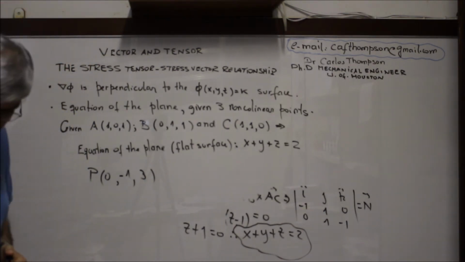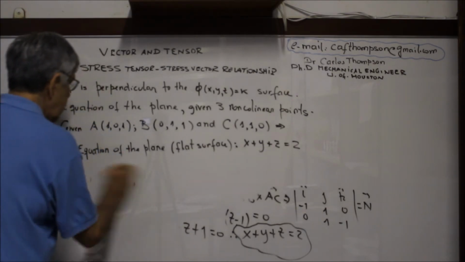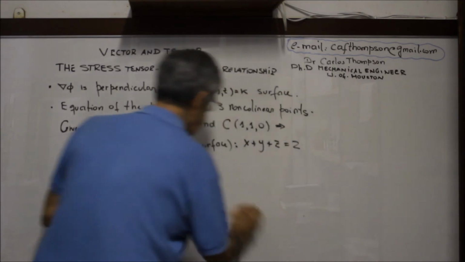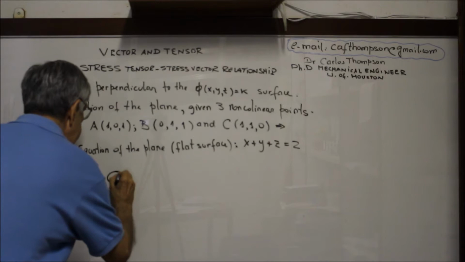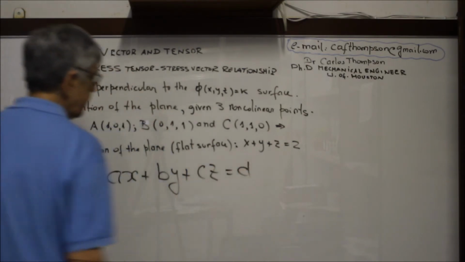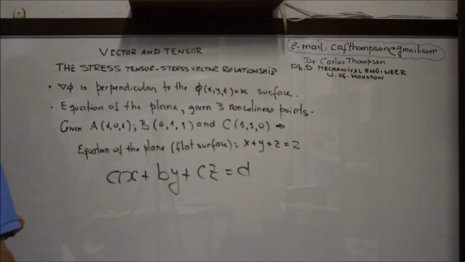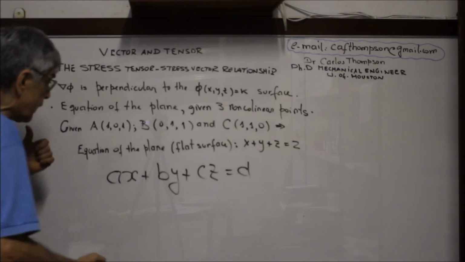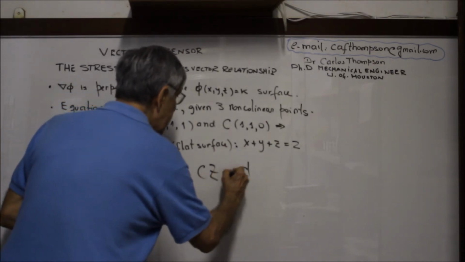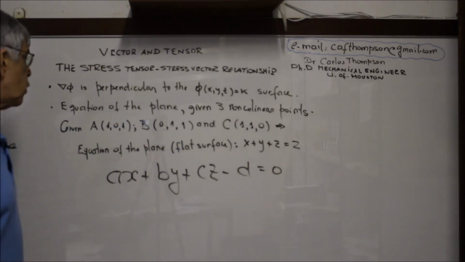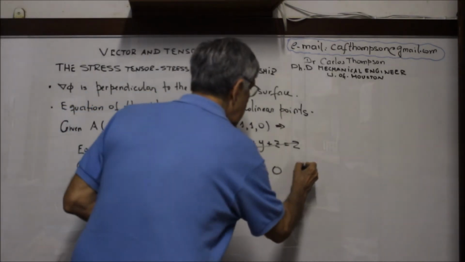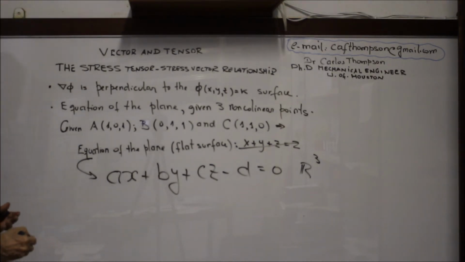Now we can generalize the equation of the plane just by doing this. Any plane in R3 can be written as ax plus by plus cz is equal to d, where a, b, and c are real numbers, and d is also a real number. In our case, a equals b equals c equals 1, and d was equal to 2. Or you could write it like this: ax plus by plus cz minus d is equal to 0. So this is the equation of any plane that belongs to the space R3.